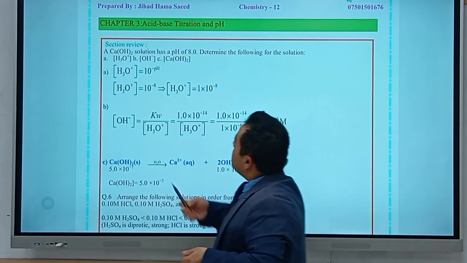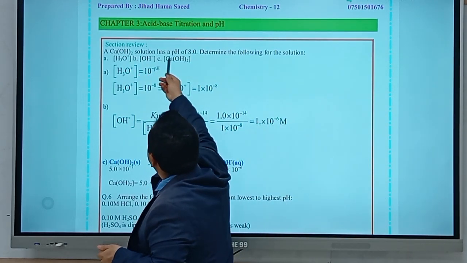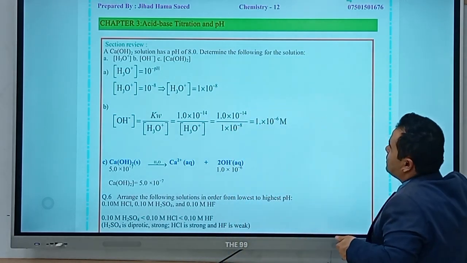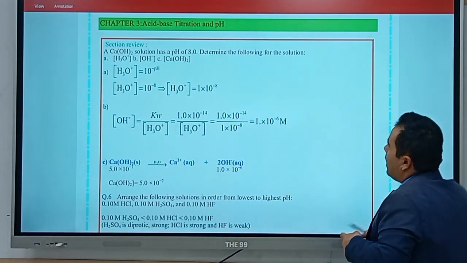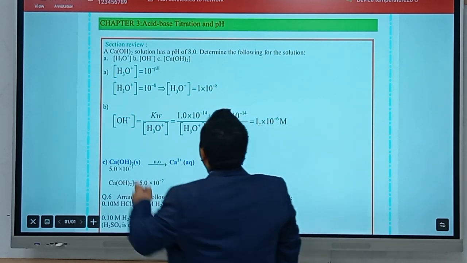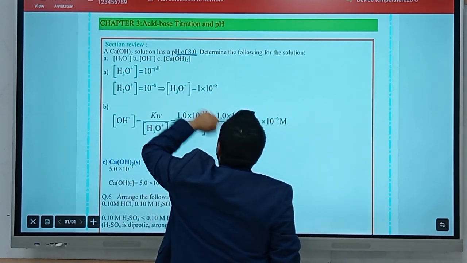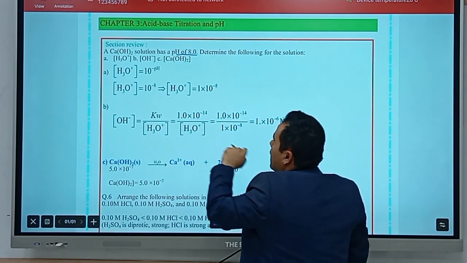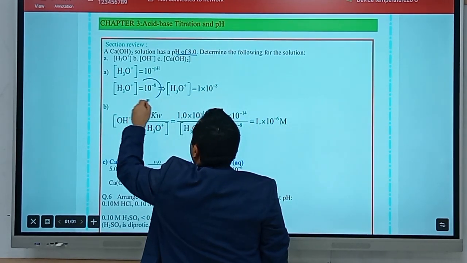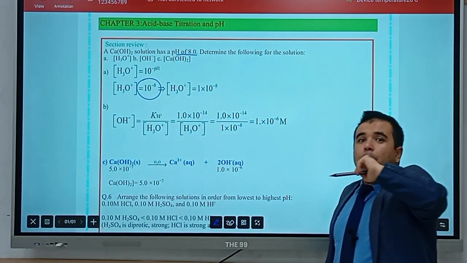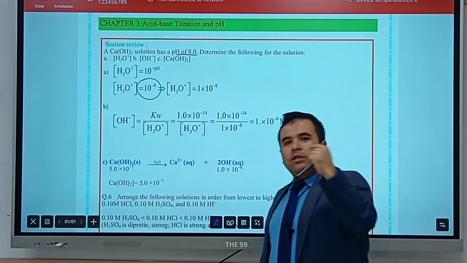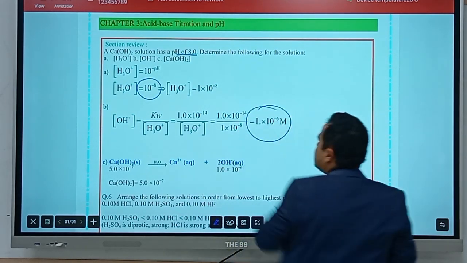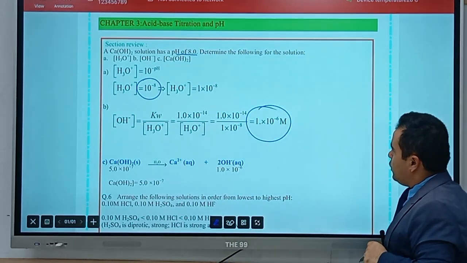The section review, guys. Calcium hydroxide solution has a pH of 8. Determine the following for the solution: hydronium, hydroxide, and concentration of calcium hydroxide. The pH, guys, is 8, which is given. So the pH can be converted to the hydronium directly, and then the hydronium is equal to 10 to the power minus 8. How about hydroxide? 10 to the power minus 14 divided by 10 to the power minus 8, you get 10 to the power minus 6, which is the hydroxide concentration.